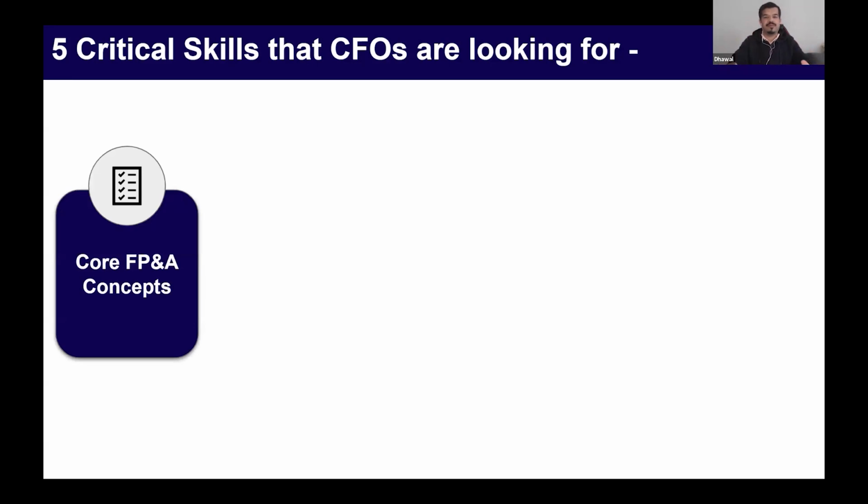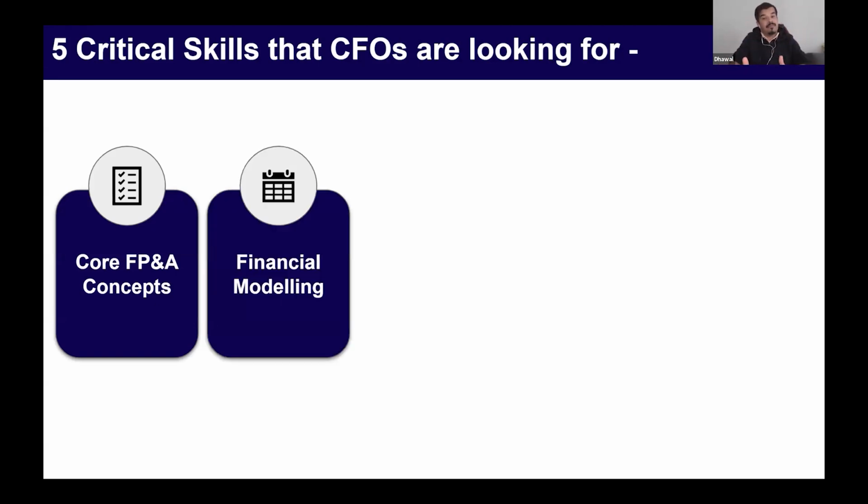One, core FP&A concepts: budgeting, forecasting, management reporting, right? Understanding pricing, all of these things are your core concepts. Then comes your financial modeling, right? How do you prepare your financial model, your revenue model, your sensitivity analysis, your scenario planning? All of those skill sets are your financial modeling skill sets.